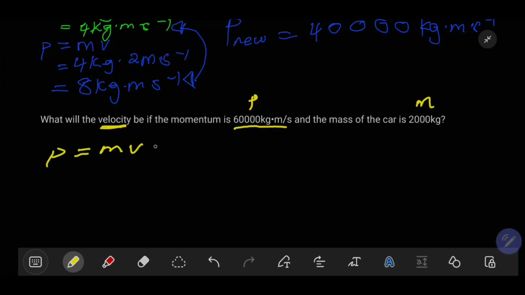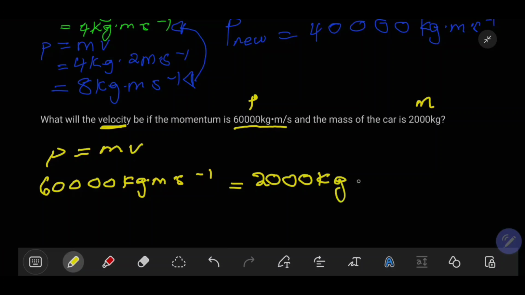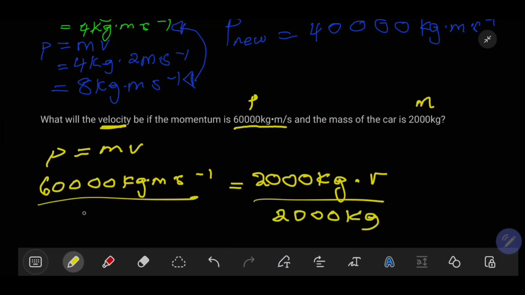So P is equal to mv. You're given the momentum. Your momentum in this case is 60,000 kg meters per second, equal to the mass, which is 2000 kg, multiplied by the velocity v that we are looking for. Then we divide both sides by 2000 kg, and we also divide this side by 2000 kg.